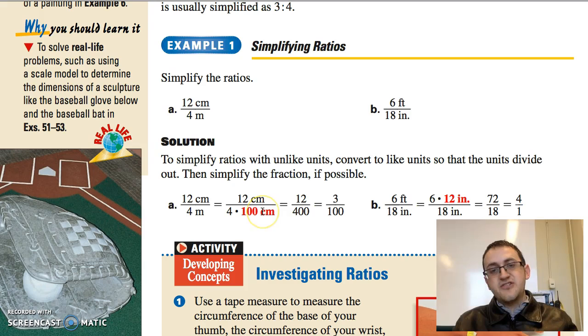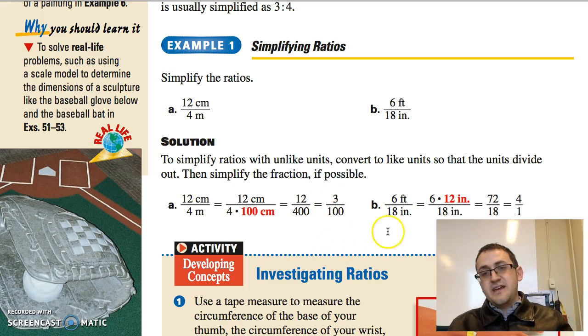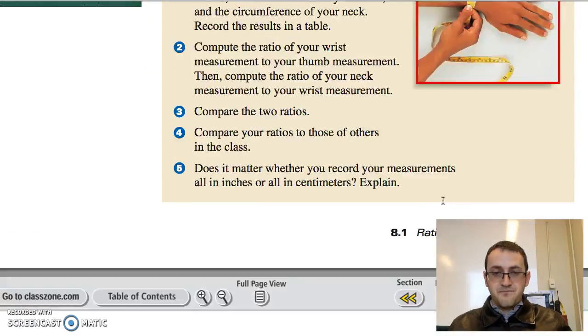So we're converting and getting rid of those units. And we get 12 over 400, which we can simplify to 3 over 100. And then in part B, we ask ourselves how many inches are in a foot. So when we see 1 foot, we just substitute in 12 inches. And then we can get 72 over 18, and that simplifies to 4 over 1.